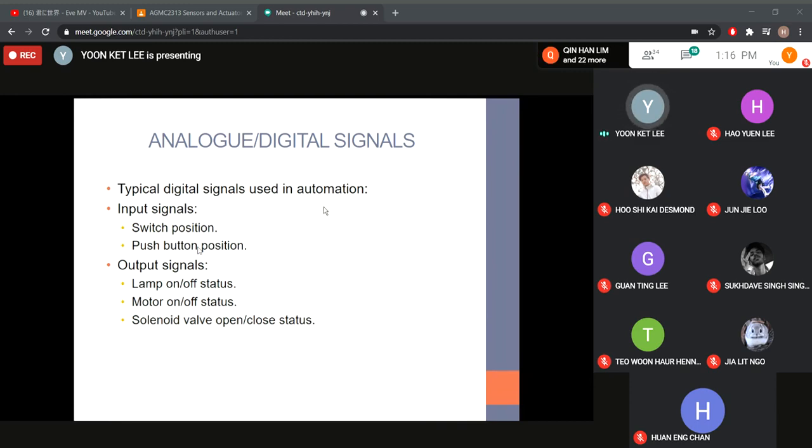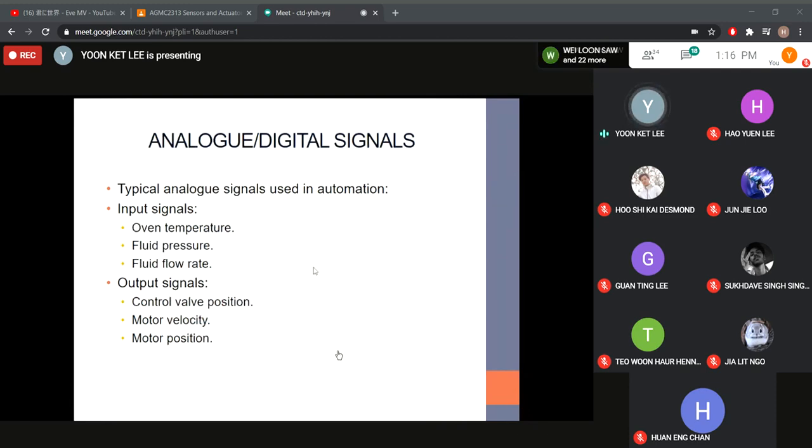For output signals, the lamp either turns on or off, the motor is on or off, the solenoid valve opens or closes. So these are all digital, yes or no. But if you look into it, for example, an oven, the temperature is definitely analog because the temperature keeps on increasing or reducing, and there is no finite answer. Or fluid pressure and also the flow rate.